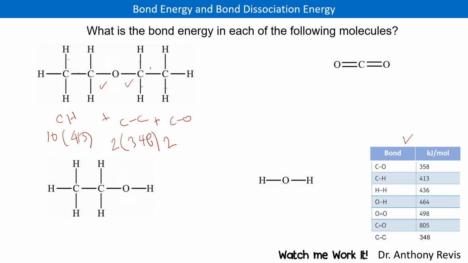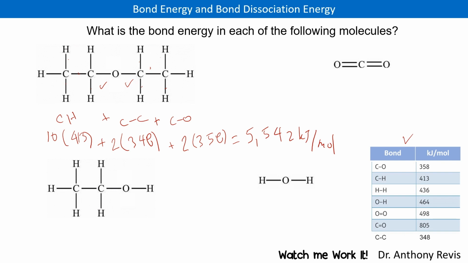Let me just back up and clear a little space here. And so that's going to be 2 of the CC bonds. I'm sorry, 2 of the CO bonds. And the carbon oxygen bond is 358. And so if we take these and add them all up, do the appropriate arithmetic, you'll get 5,542, and the units are kilojoules per mole because that's what it was on the table. So that's it. That's the bond energy for the first one.